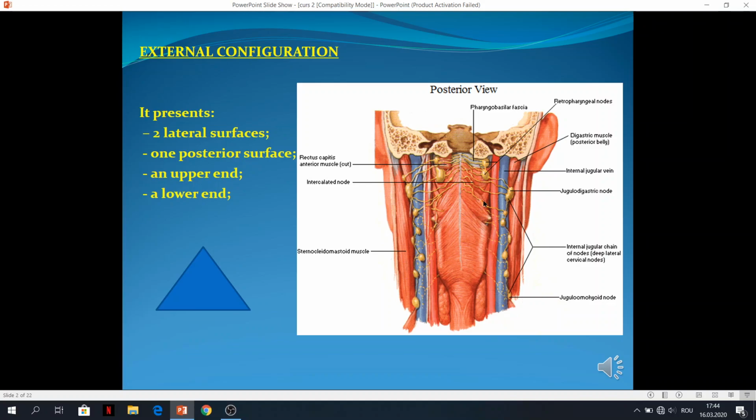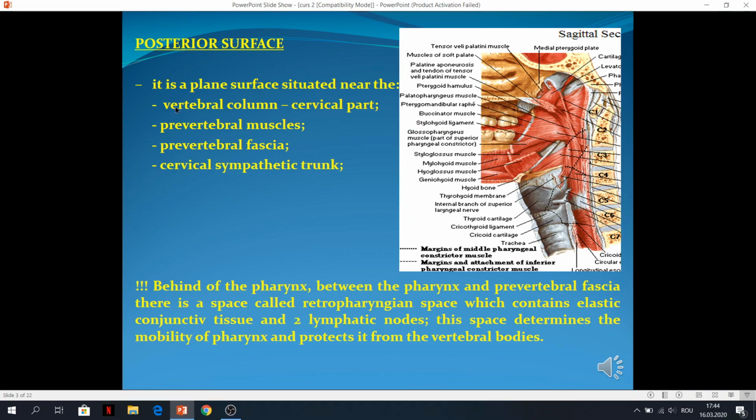If you cut transversally, you can observe that it has a triangular shape with a posterior surface and two lateral surfaces. So this part which you can see here, this is the posterior surface. We can describe superior and inferior extremities. Okay, let's take each surface in part.